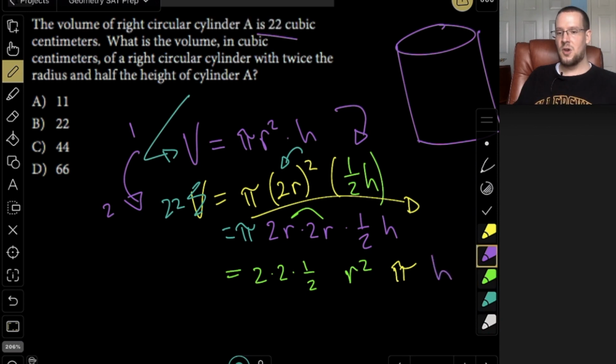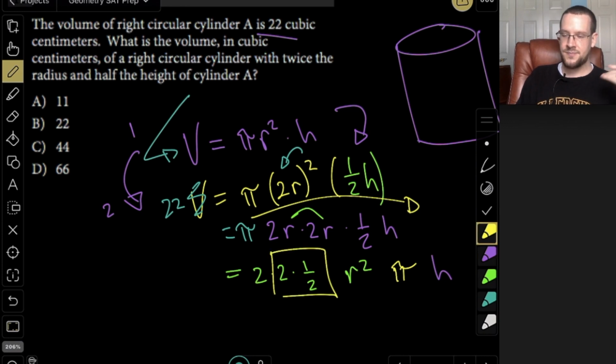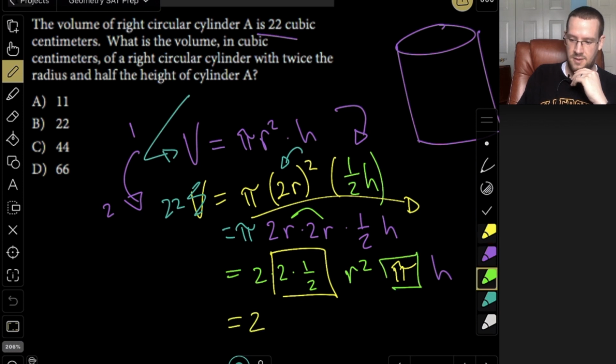So I'm just putting all the gross stuff in the back. I'm putting the junk in the trunk. And I'm looking at what's going on here. So we have 2 times 1/2. What's half of 2? 1. What's 1 times anything? Itself. So over here, this is 2, and what do I have left? I have this pi, I have the r squared, and the h.